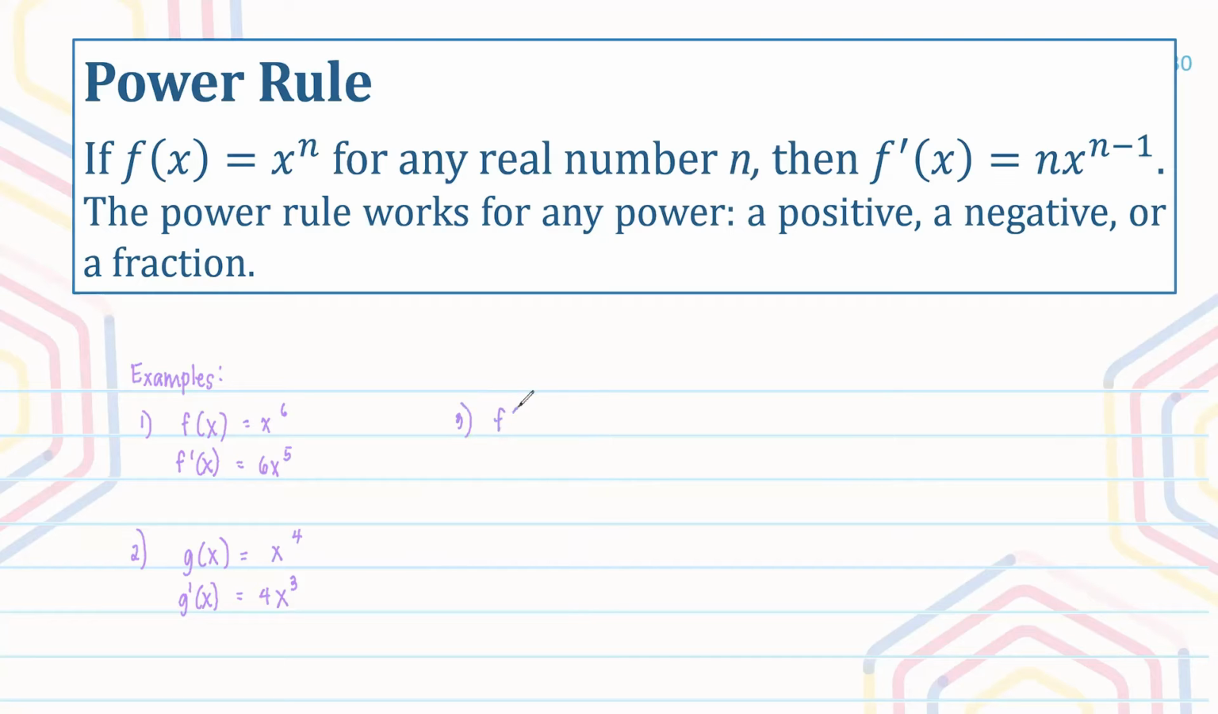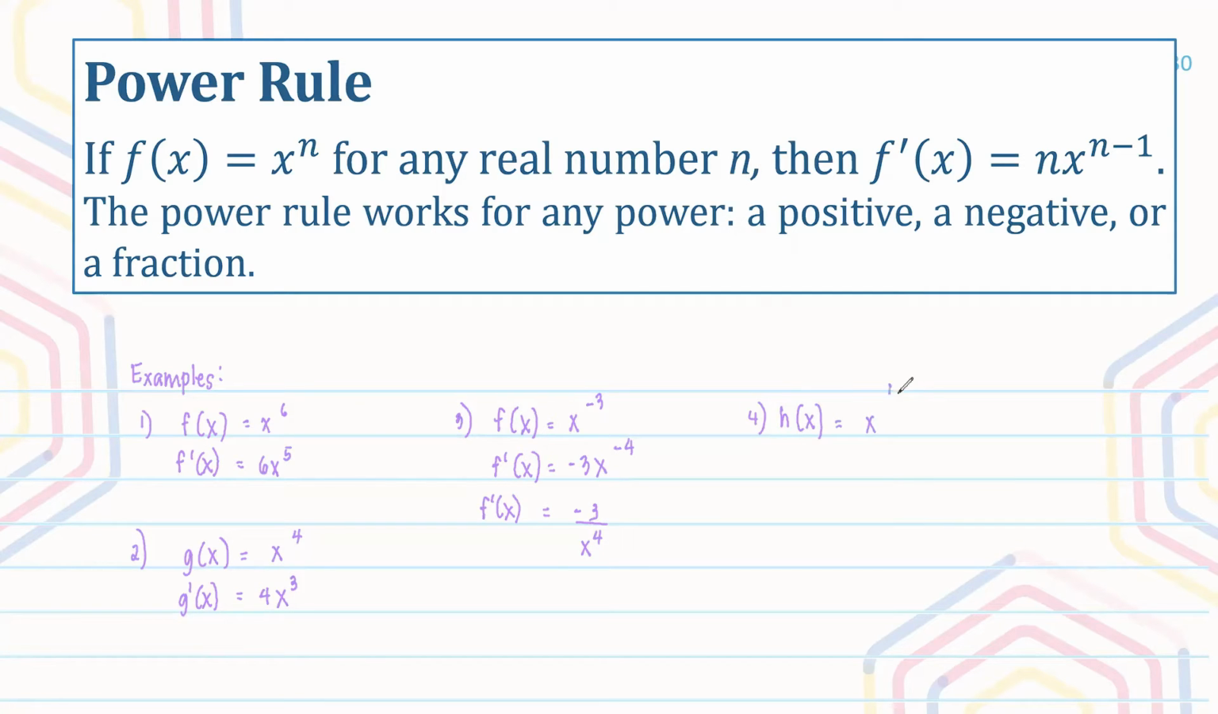Next, we have here f of x is equal to x raised to negative 3. So following the power rule, f prime of x is equal to negative 3x raised to negative 3 minus 1, that's negative 4. Rewriting, we have negative 3 over x raised to 4.